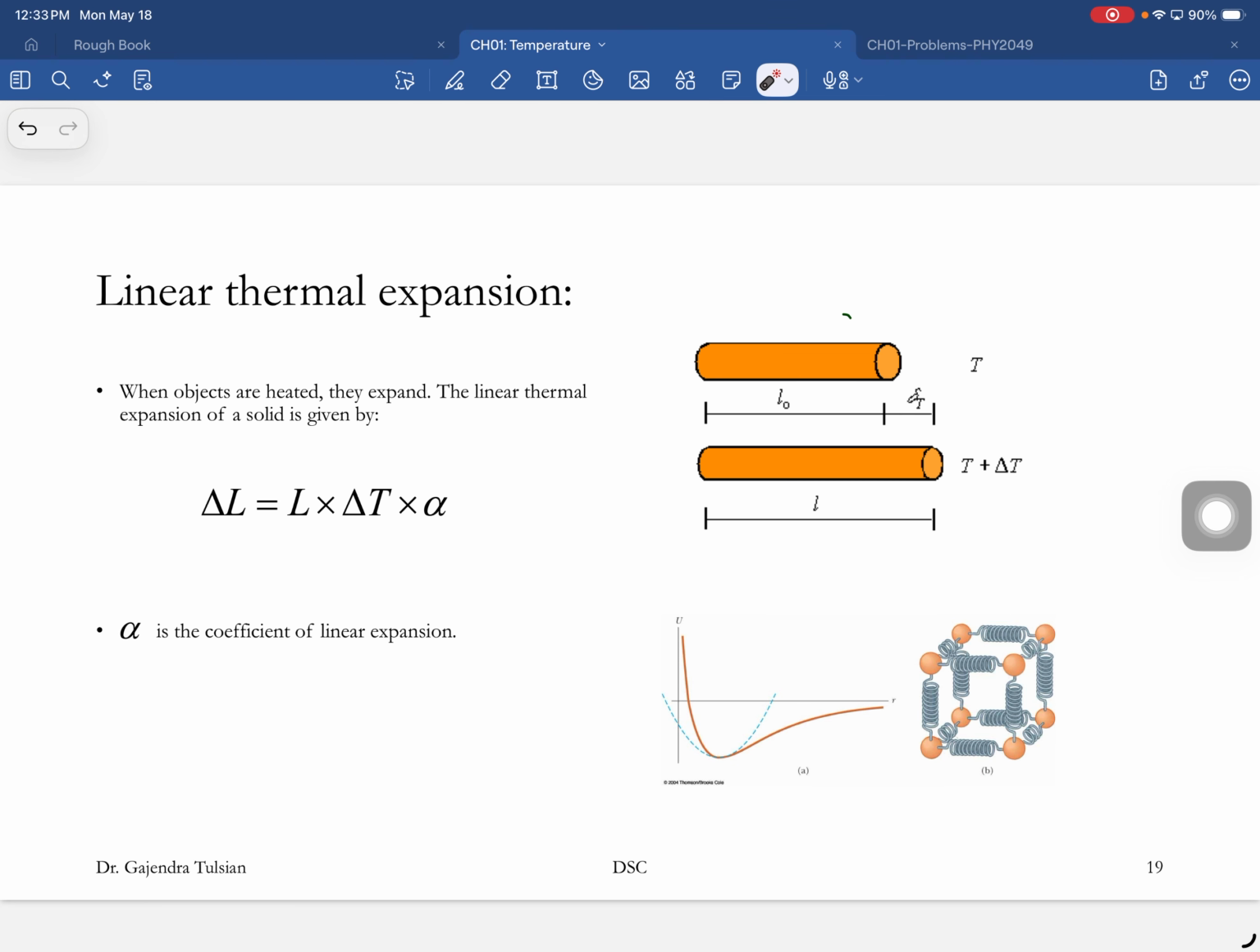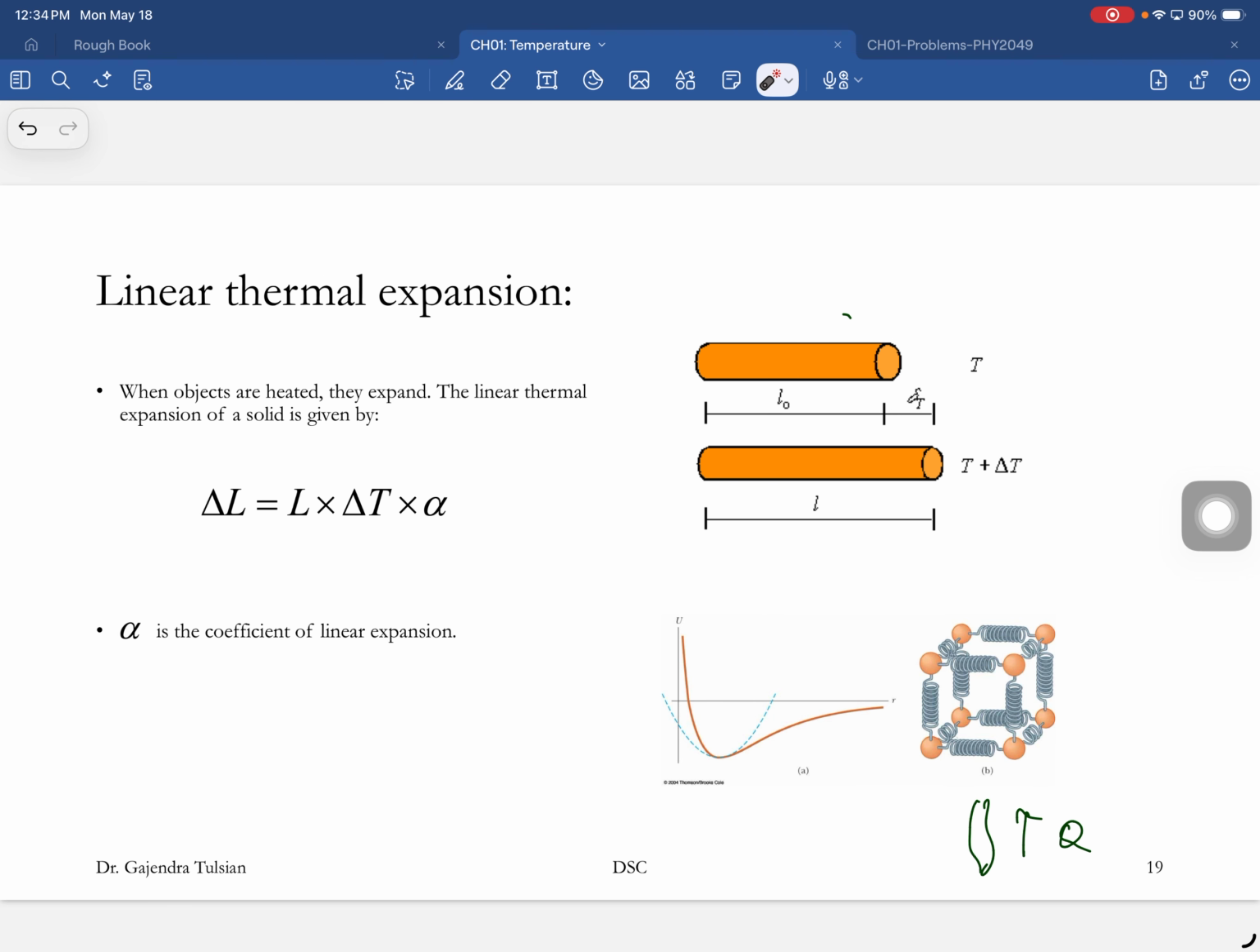If this is 1 meter, and you raise the temperature by 1 degree Celsius, then the increase in length will be, for aluminum, 25 times 10 to the minus 6 meters. 25 parts in a million. A thousandth is a millimeter. 0.025 millimeters is what it would expand. So that's what this number is telling you.